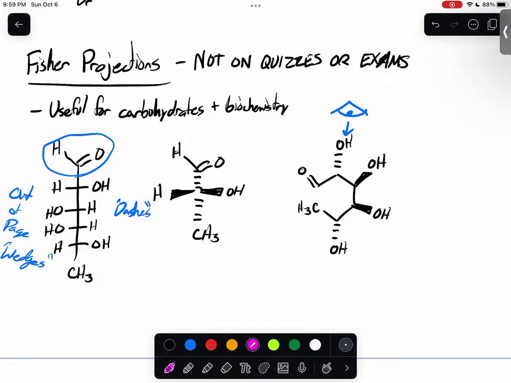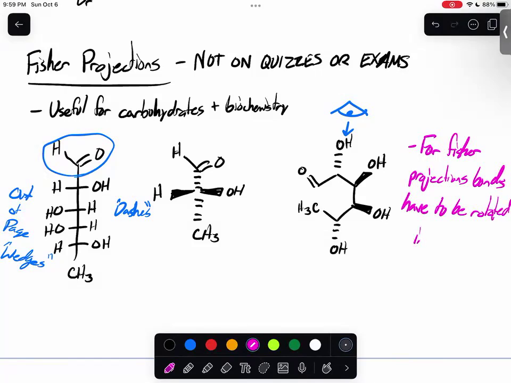Because they're not in this normal zigzag conformation, but they're all facing the same direction. Right? So for Fisher projections, bonds have to be rotated, we'll call it inward, right? Because they all kind of point towards this little ring here.